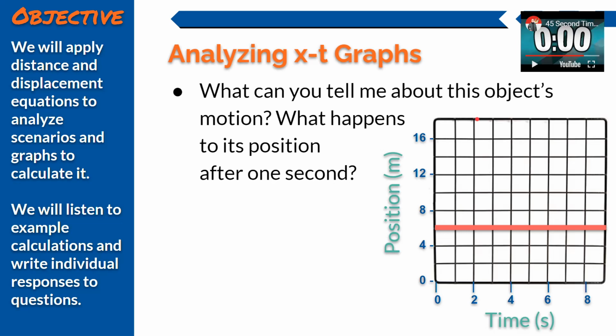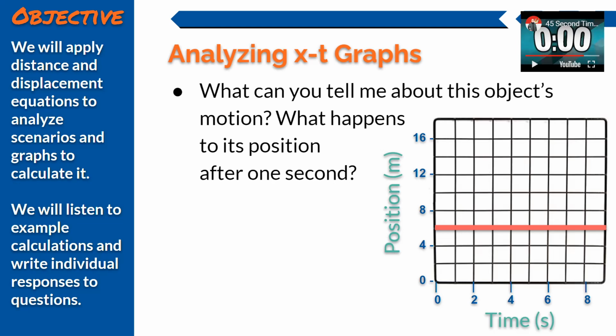Kennedy, what can you tell me about this object? What is it doing? What happens to its position after 1 second? Yeah, it stays the same. It's still. It's not moving. If your position is 6 meters, 6 meters, 6 meters, 6 meters, if you're at 6 meters the entire time, you're not going anywhere.